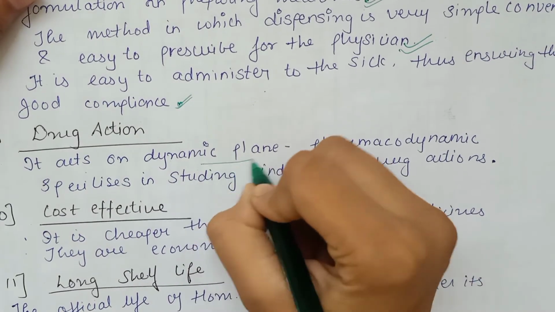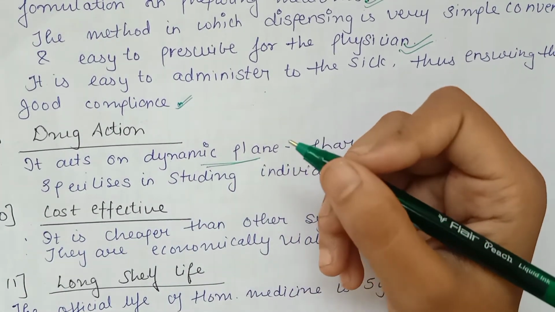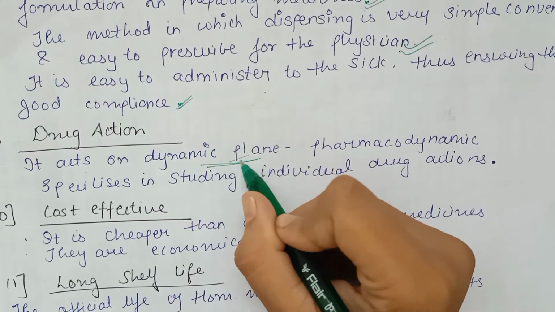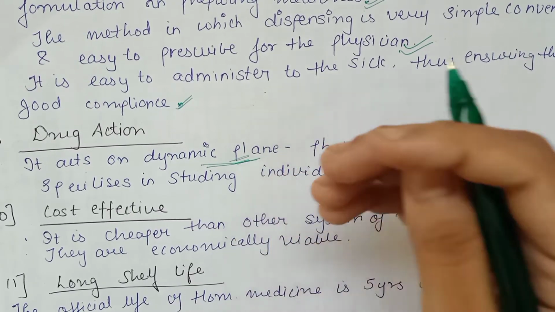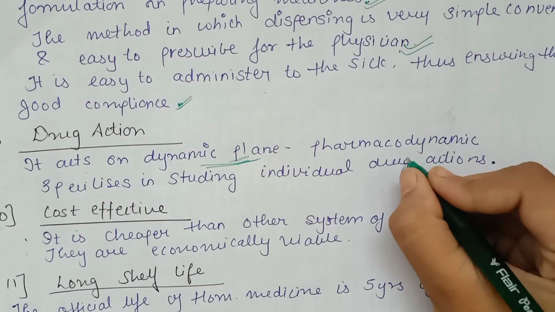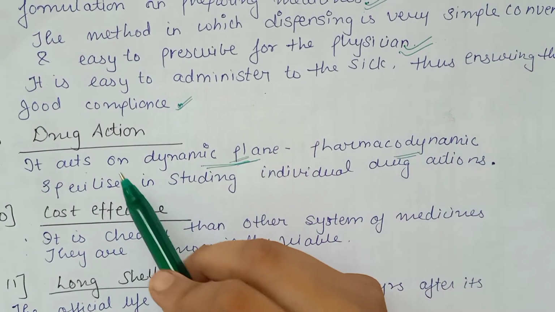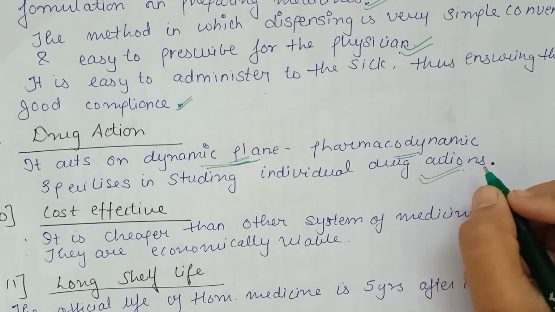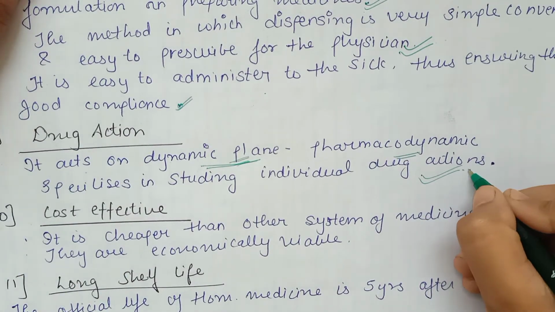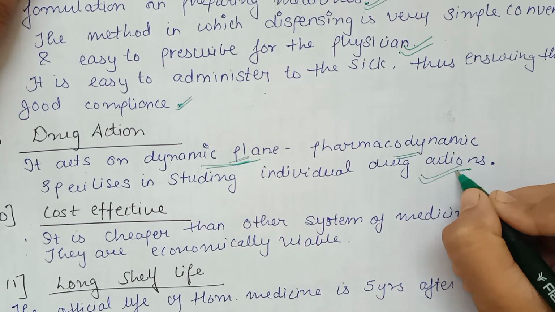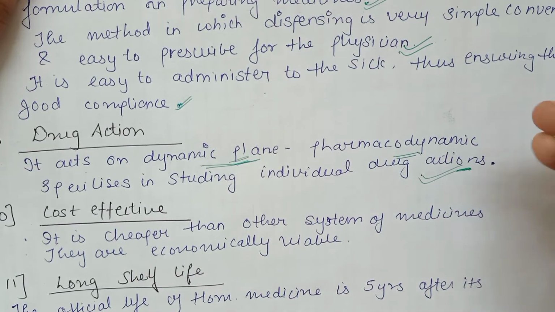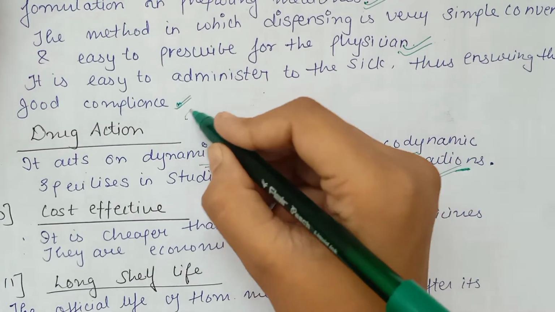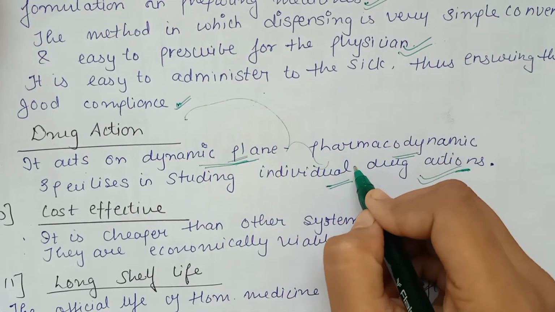It acts on the dynamic plane, as I already explained to you previously, the dynamic plane which is not seen, but it acts on a dynamic body. Pharmacodynamics specializes in the study of individual drug action. Okay, we don't generalize it. We particularly see the drug action on an individual.